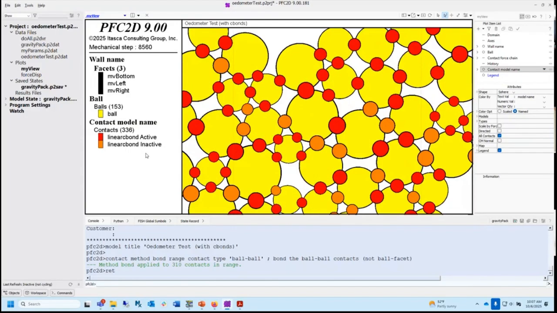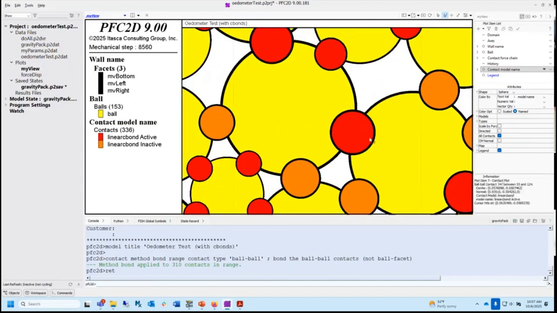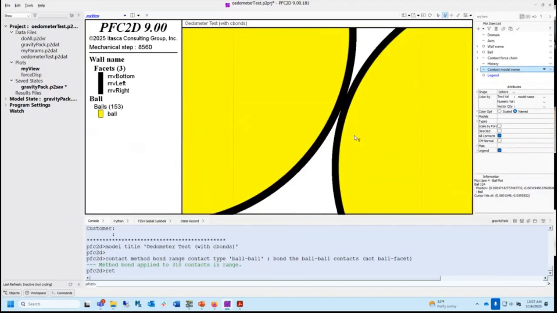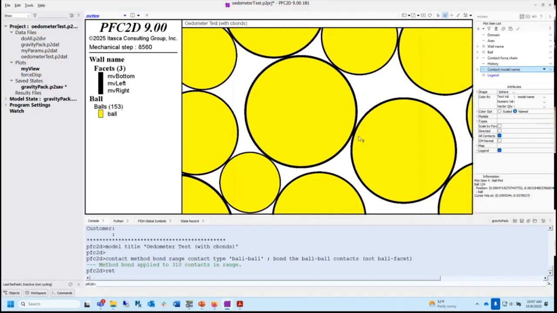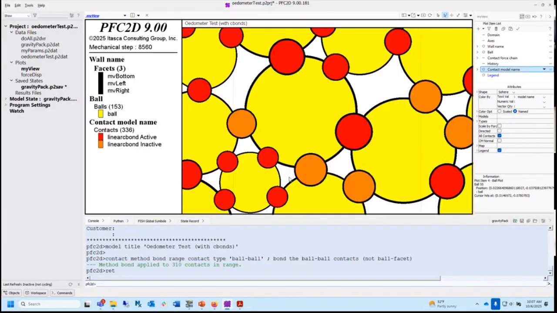Okay. And so this is what I see. This guy, let's turn that off for a minute. These guys are actually overlapping. So they are active. These guys are going to be inactive. Let's turn them on again. There, this guy's inactive, and this guy's active. Now, when I give the bond command with no parameters, it's only going to bond the ones that are overlapping. So it's only going to bond the ones that are currently active in this picture.